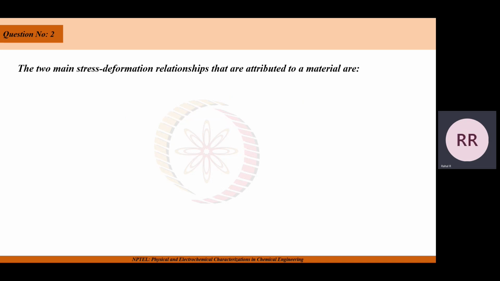The next question is: the two main stress deformation relationships that are attributed to a material are. There are two major stress deformation relationships that people actually use while dealing with rheology problems. There can be multiple, but there are two very fundamental ones. Material scientists and people who work with these kinds of machines regularly come across these fundamental relationships. I can give you a few seconds to think it over, then I will let you know the answer.